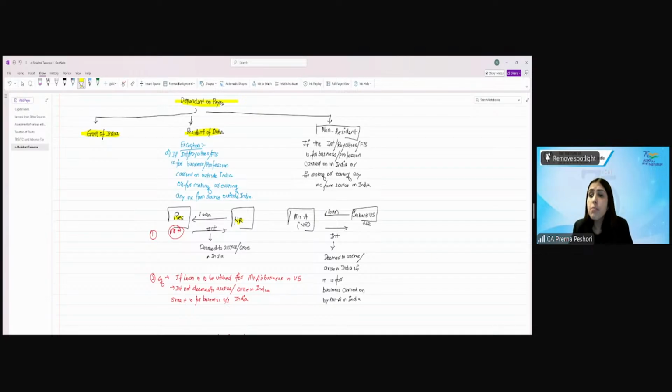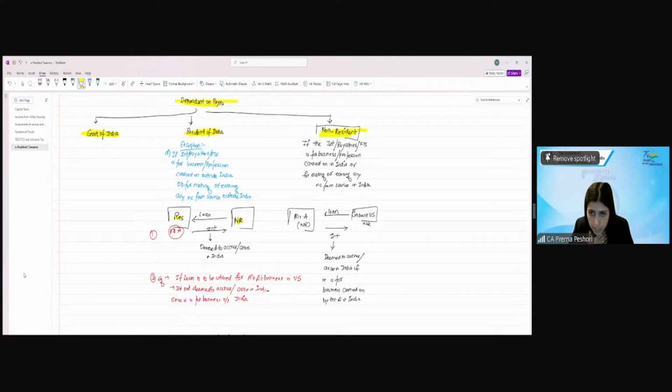Let's say I am taking a loan from Bank of America for starting my CA firm in the US. Will this interest that I will pay be accruing or arising in India? No, ma'am. No, right? Because this is for the business or profession carried on outside India. Clear? Now, interest which is paid by a non-resident can also be deemed to accrue or arise in India.